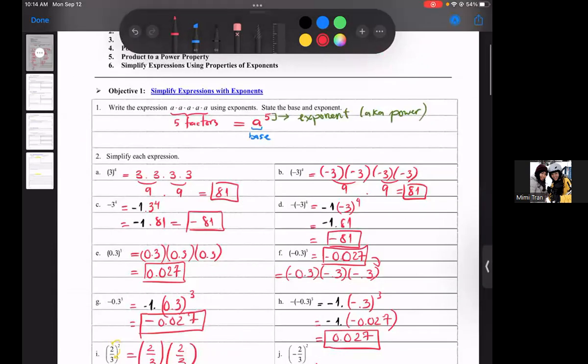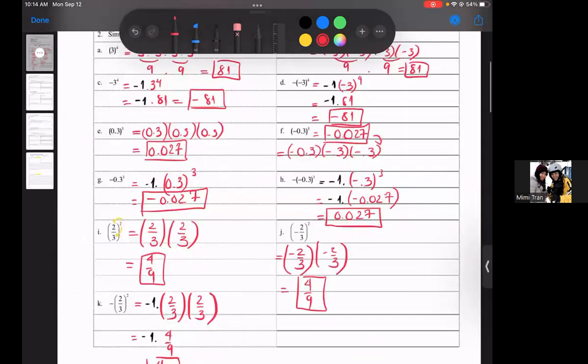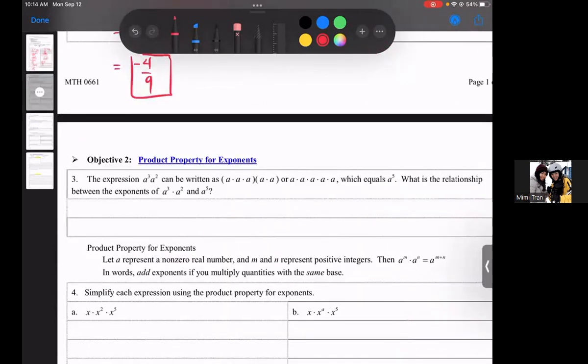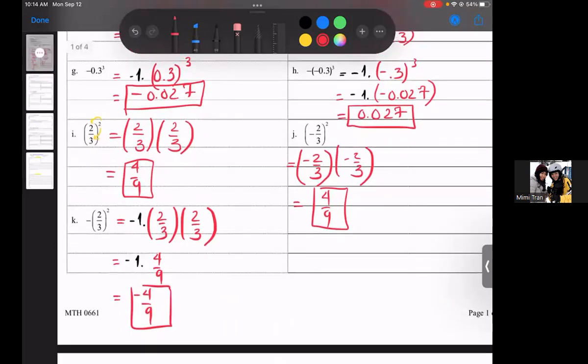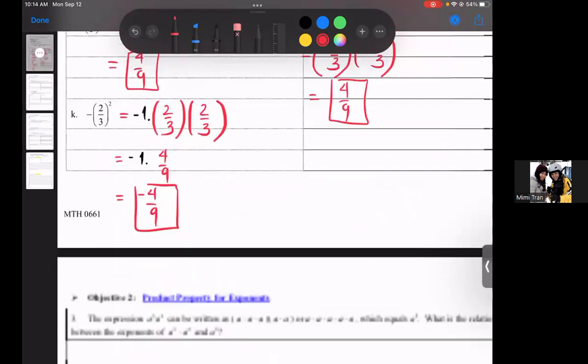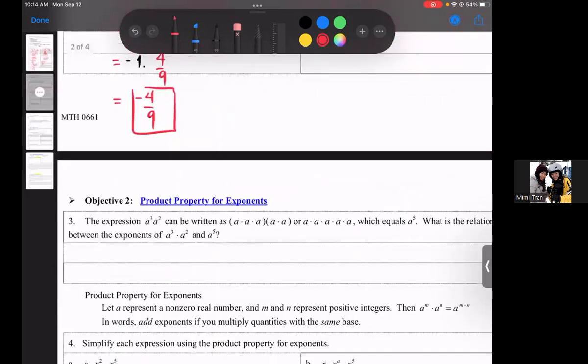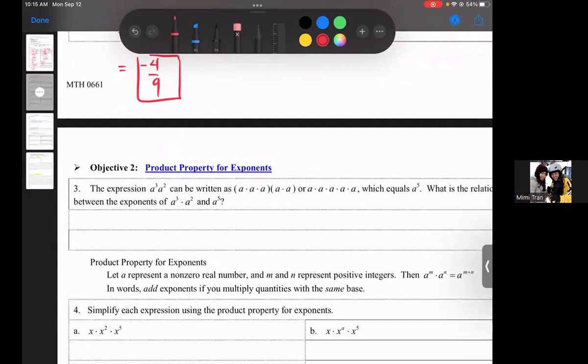Objective 2. All right. So here I'm going to teach you how to do things faster. Instead of writing things out double, triple, we don't have to. There's a little rule we can use. For example, the expression a cubed times a squared. Up till now, you would write a cubed as 3 factors, a squared as 2 factors, and then a times a times a times a times a, which is equal to a to the 5th.